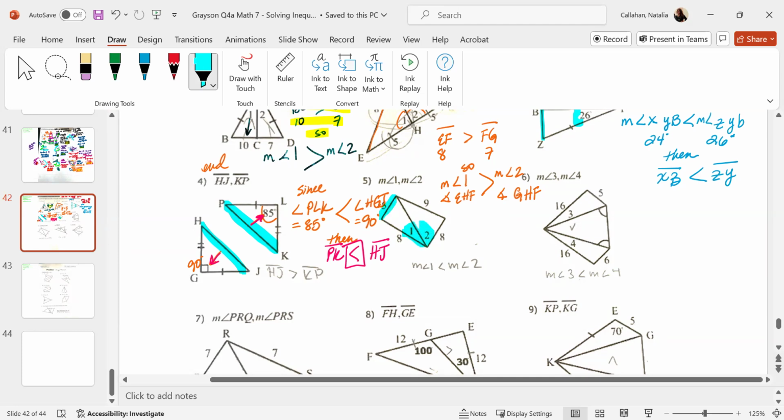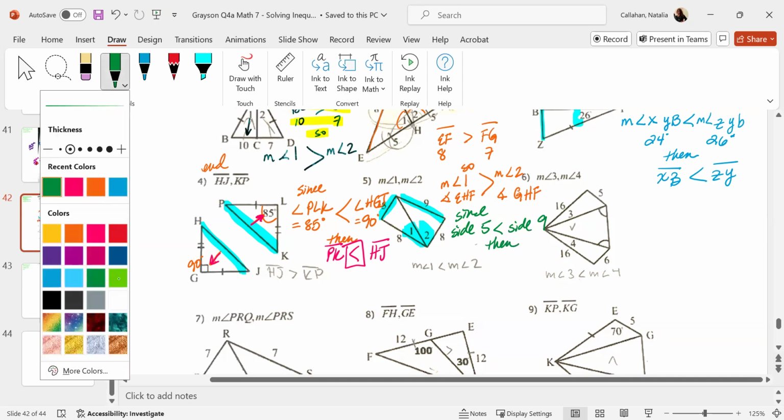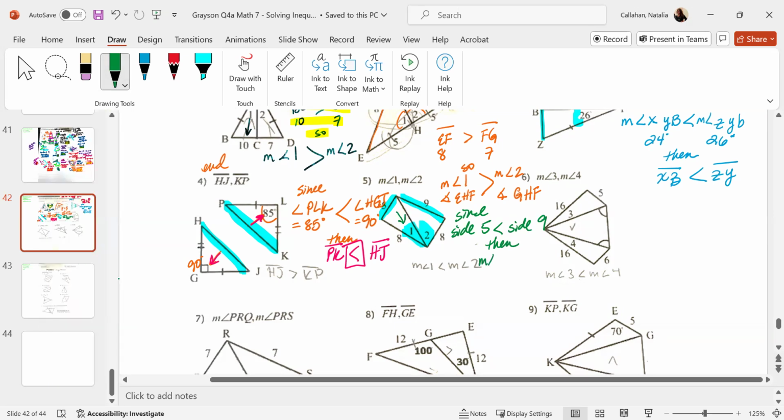Opposite of 1 is this side right here. That's 5. Opposite of 2 is 9. Do you see that? So you could say since side 5 is less than side 9, then which angle is side 5? Angle 1, right? Measurement angle 1 is less than measurement angle 2. Do you see that? Yeah, that's it.